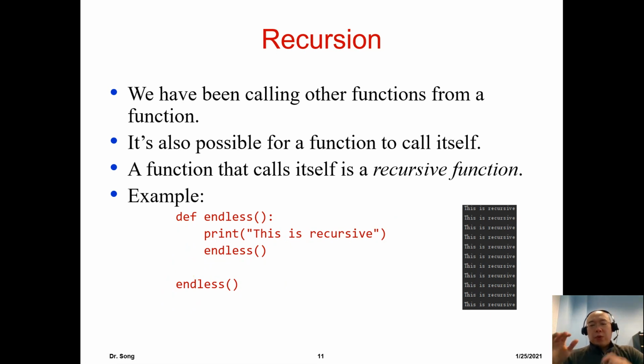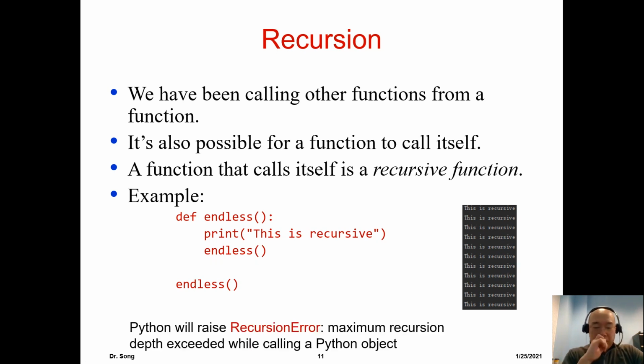It keeps on printing "this is recursive", and very soon you will see the next line: recursion error. Because you are doing the recursion call inside the recursion call inside the recursion call. Eventually, if you go too deep, Python will force you to stop. Otherwise, this recursion would eventually claim all the main memory possible on your machine. Okay, this is recursion, and this is a bad recursion because it doesn't really do anything useful.